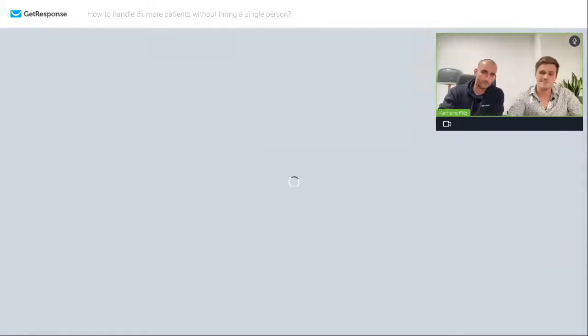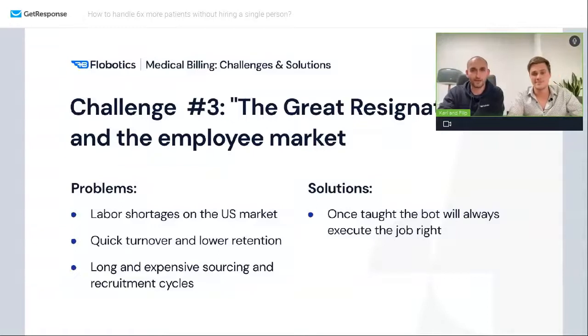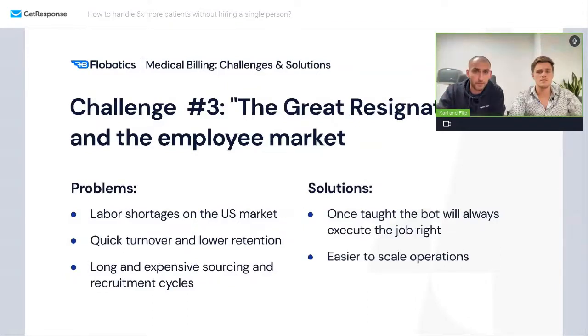Solution to it? Who would think? Probably software robots. So once taught, the bot will always execute the job right. We don't have to relearn for the next bots because we can just basically duplicate them. So they'll never forget the job. And it's easier to scale operations, just like I just mentioned in the last sentence.